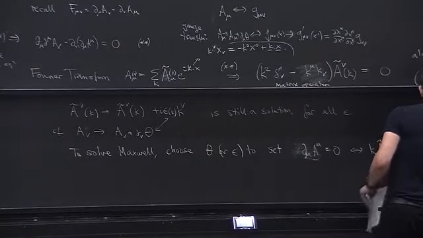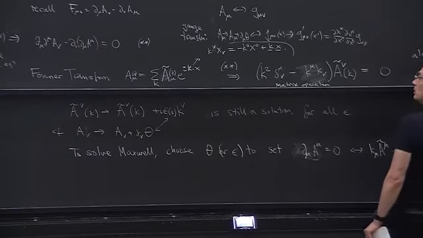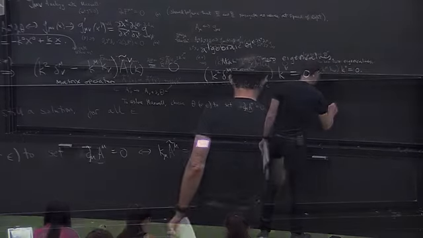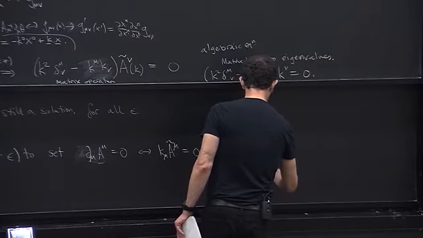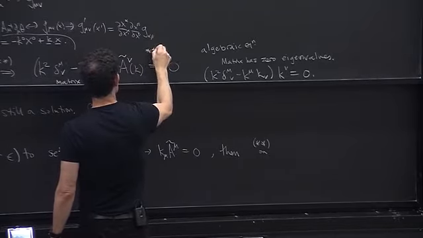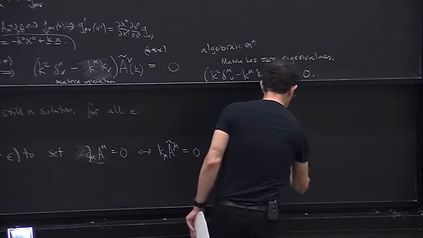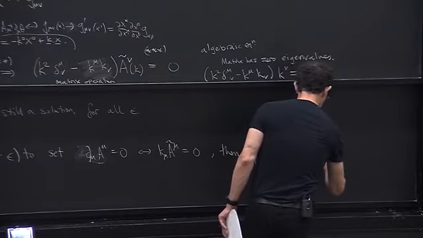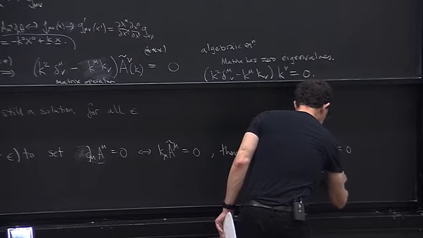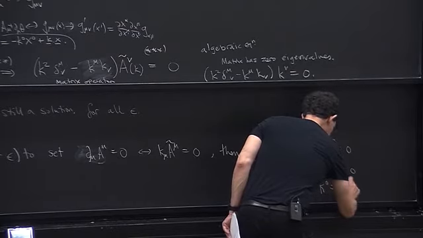And then, what did we call it? This equation, star star, or this equation, let's call it 3 stars, are solved if k squared equals 0. And this just means that k naught squared minus k vector squared equals 0, or k naught equals plus or minus modulus k.